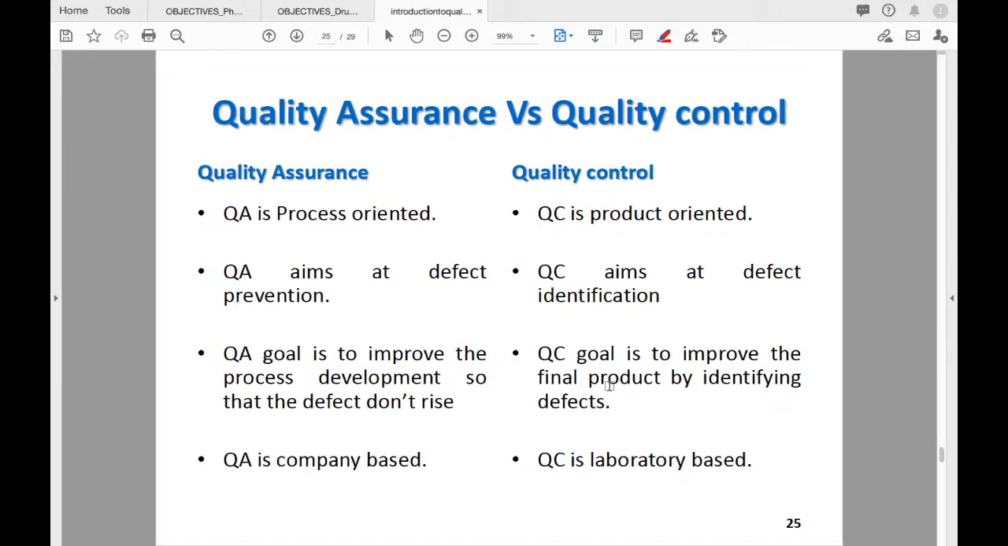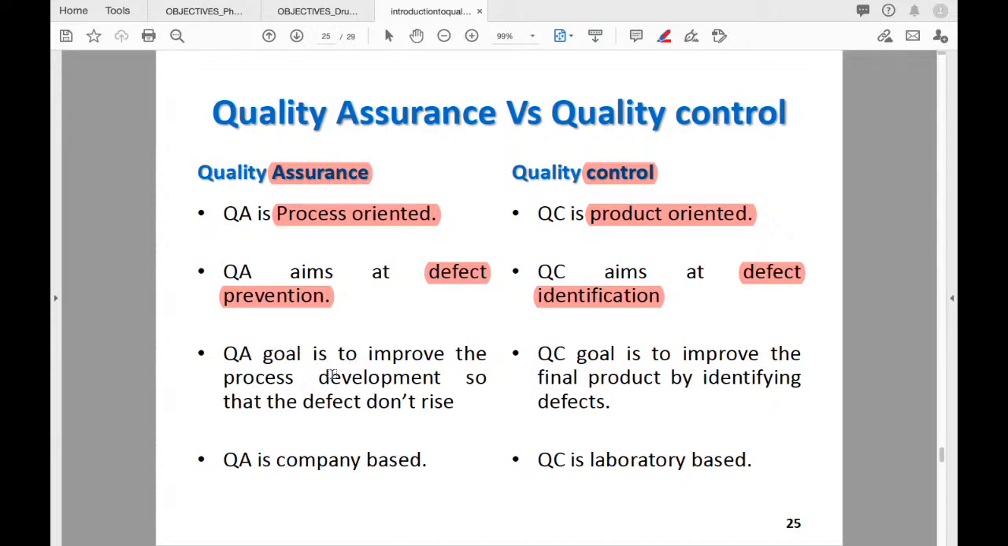The main difference between quality assurance and quality control is that assurance is process oriented, that is, how the process is happening, whereas control is product oriented, that is, what kind of product is coming up. Assurance aims at defect prevention, that defects should not come, and quality control is on defect identification, that you have to find out what kind of defects there are.